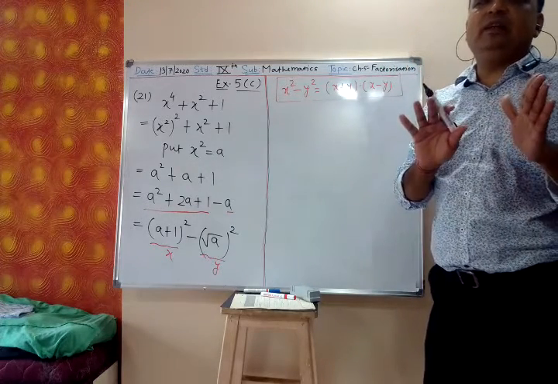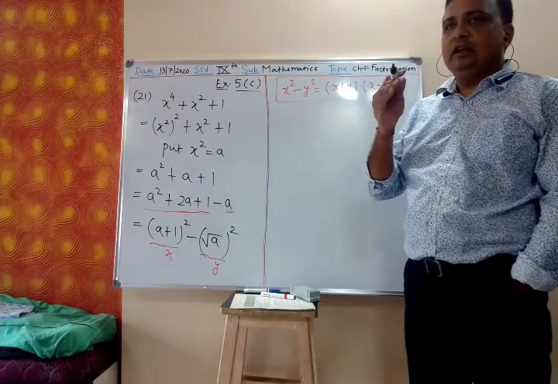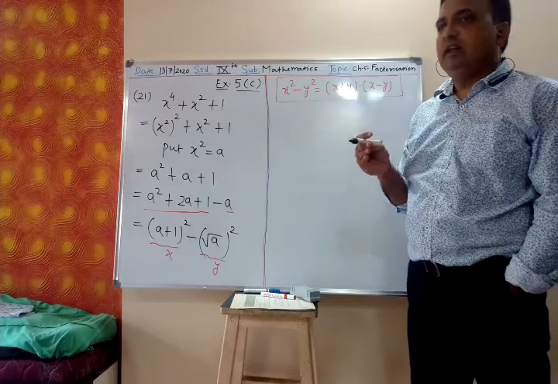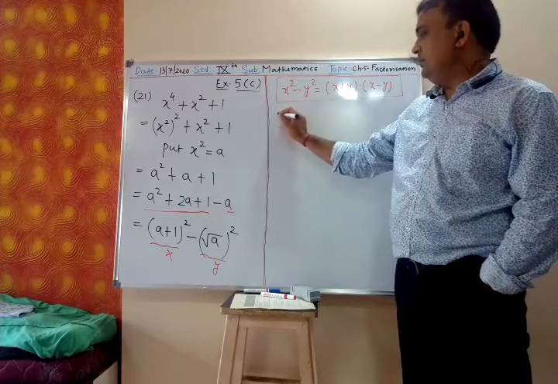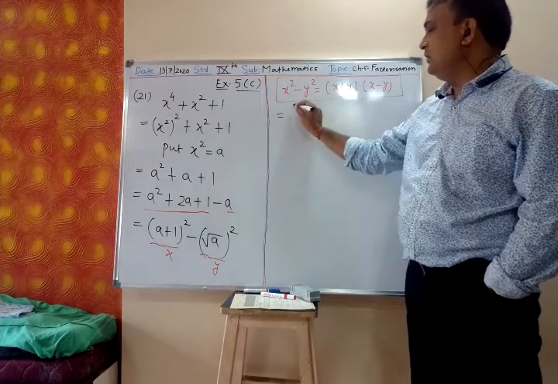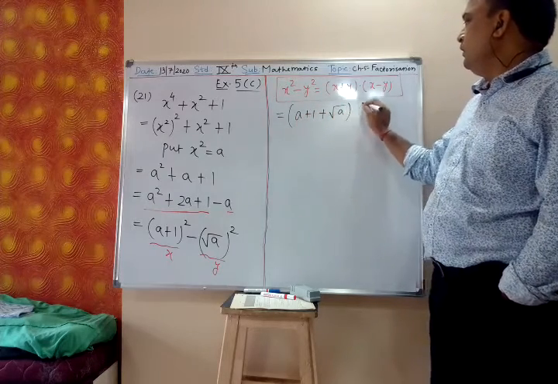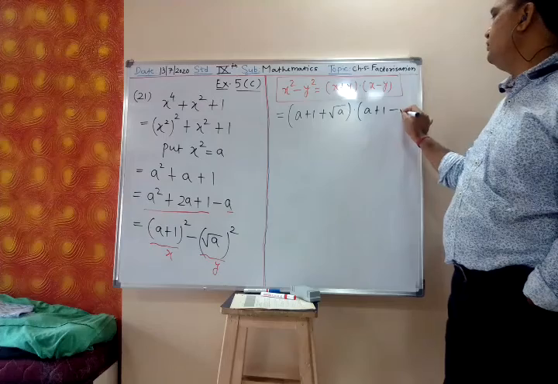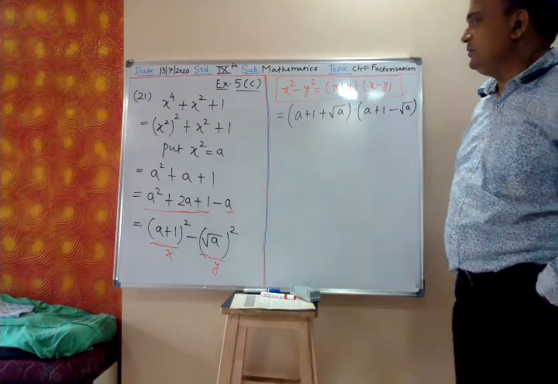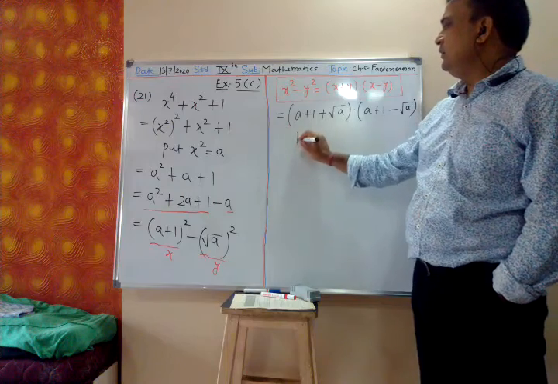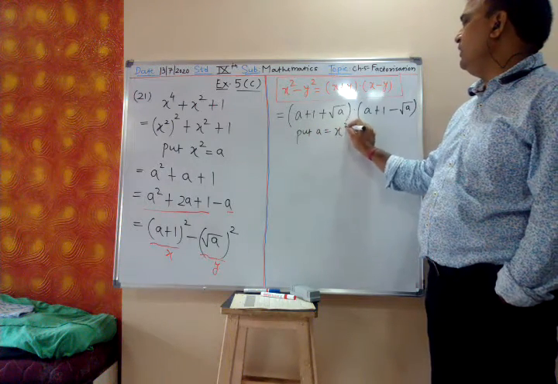See, directly you can understand, but in this way it becomes easy to understand. So this becomes x plus y into x minus y. So that becomes a plus 1 plus root a into a plus 1 minus root a. X is my a plus 1. Now put the value of a. So put a is equal to x square.